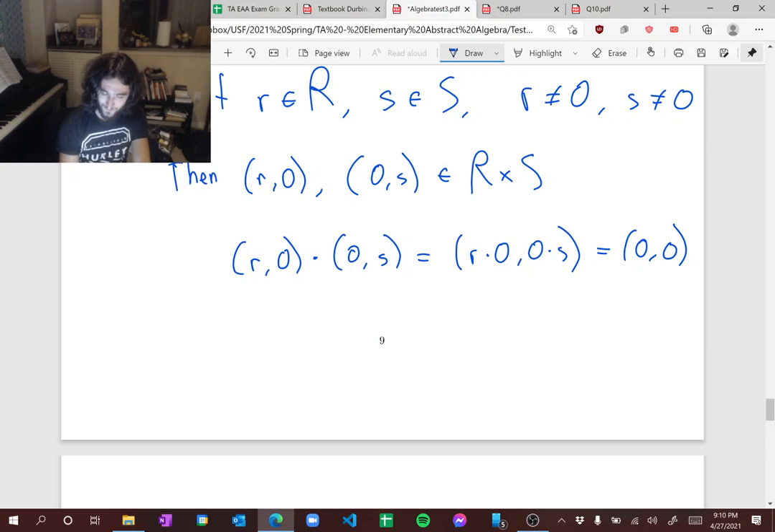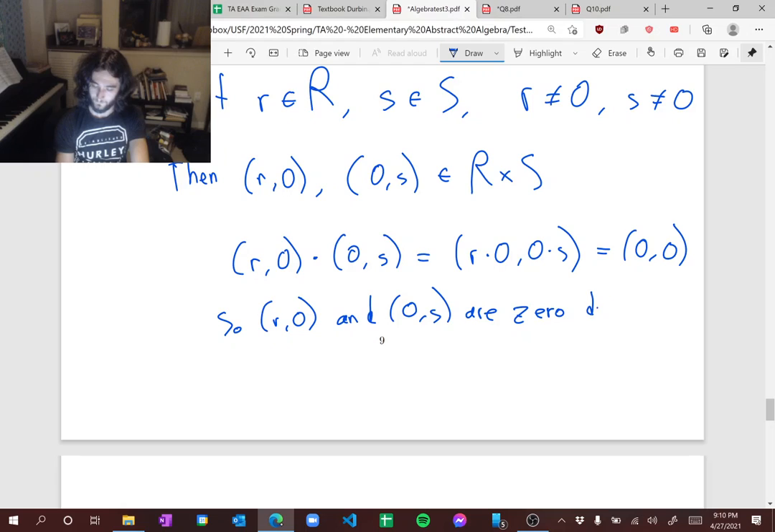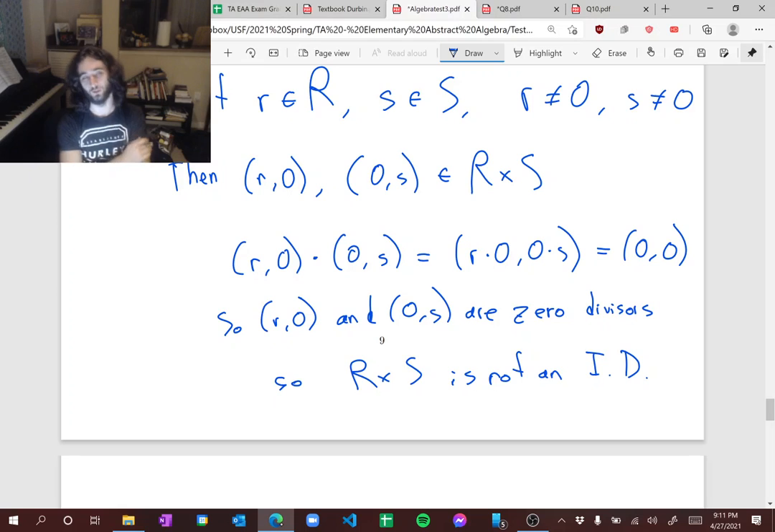So yeah, I guess I should finish this up. So (r, 0) and (0, s) are zero divisors. So R cross S is not an integral domain, period. All right, that is number 8. Sorry, number 9, wasn't that?